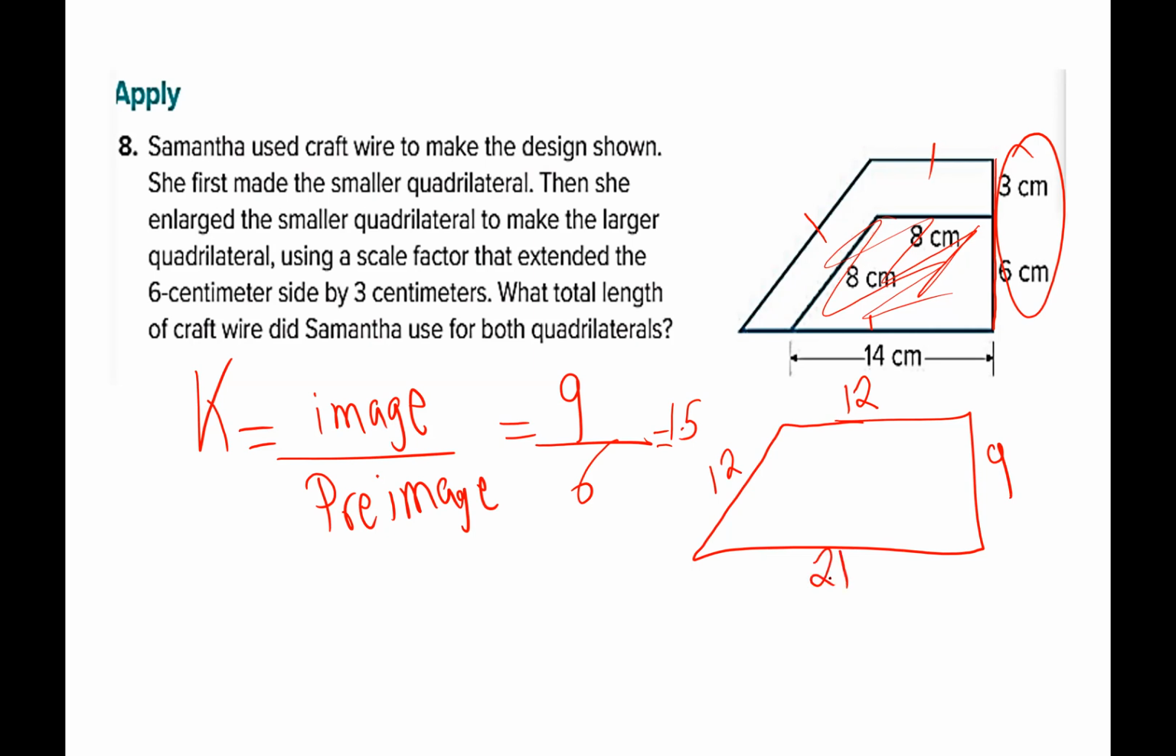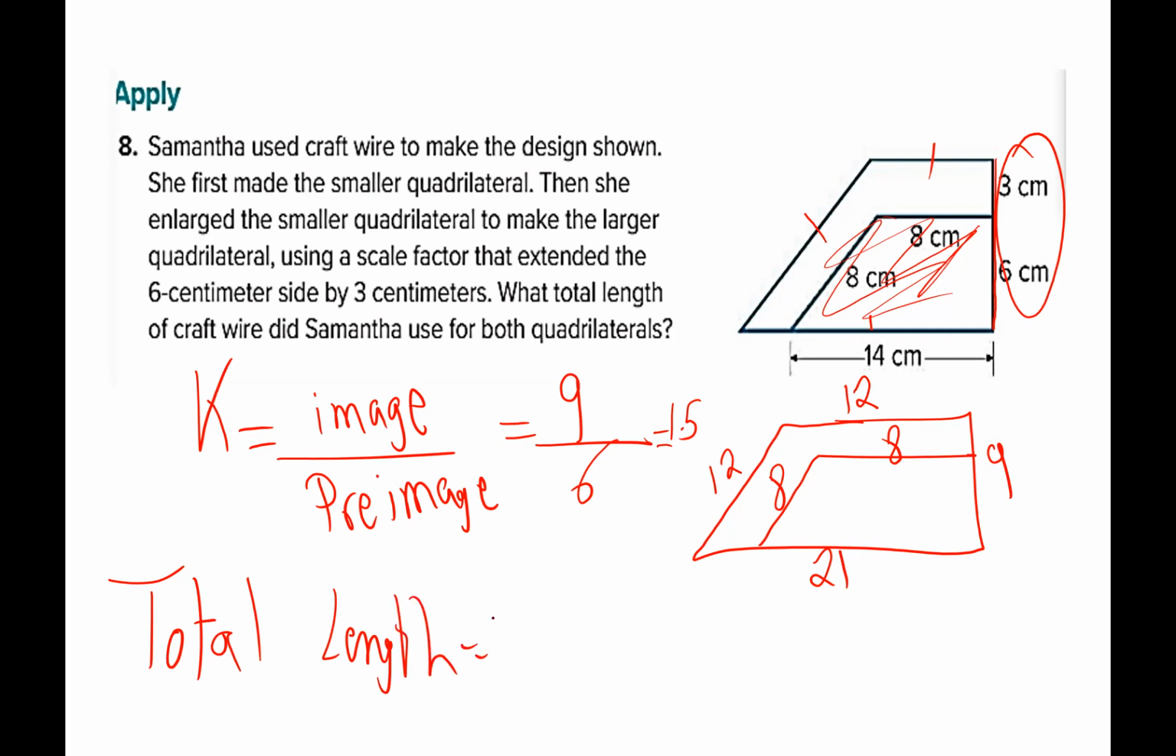So you find the total length of the external quadrilateral, but you also have the internal one, which is like here, 8 and 8. Here's 8 and here's 8. Now, if you want to find the total length, you need to add them all: 12 plus 12 plus 21 plus 9 plus 8 plus 8 to give you 70 centimeters. And this is an enlargement because the k is greater than 1.